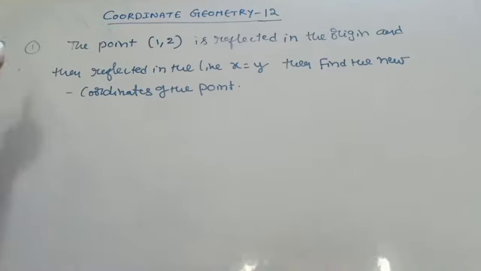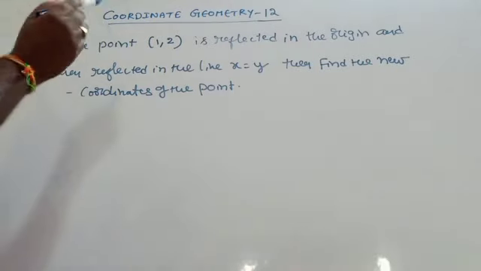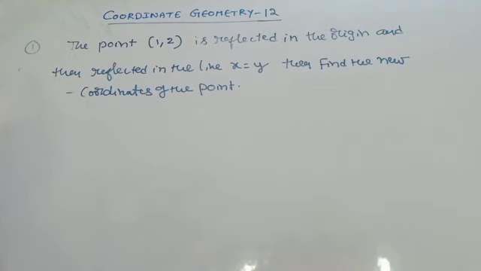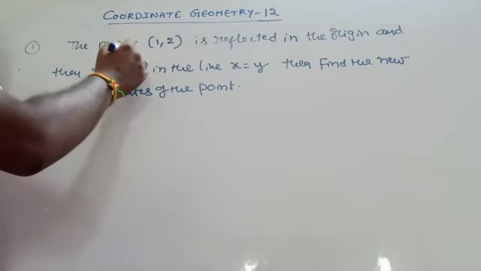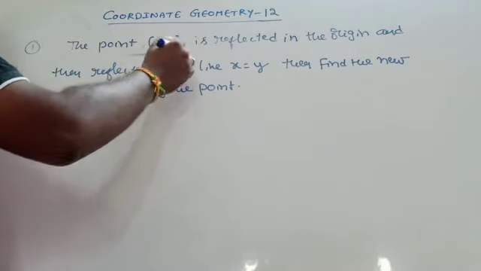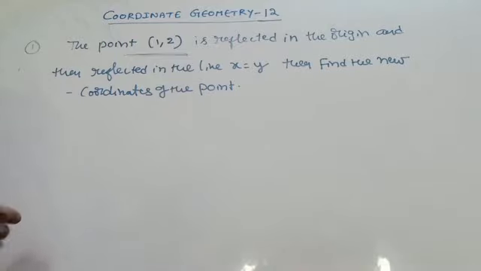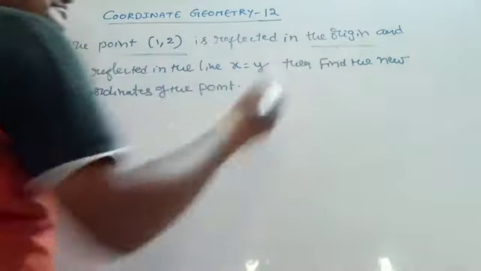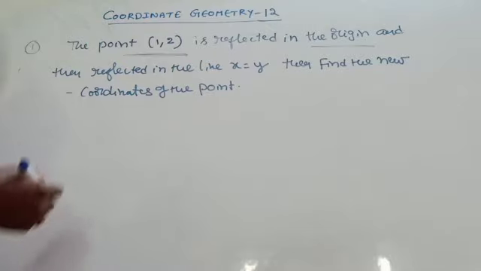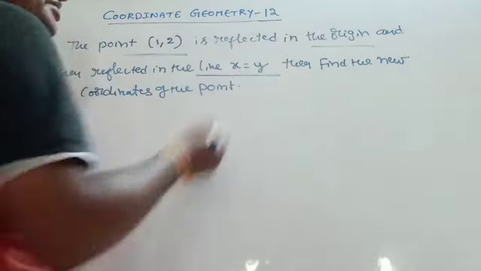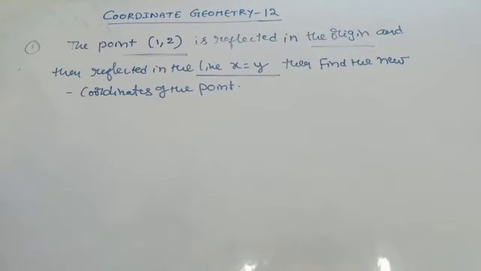On part of that, this first problem we have here, you just observe: the point (1, 2) is reflected in the origin and then reflected in the line x equal to y. Then find the new coordinates of the point. You see, dear students, first what is the point? (1, 2) is the point you have here. It is reflected first in the origin and then reflected in the line x is equal to y. Then you need to find the new coordinates of this point, right?